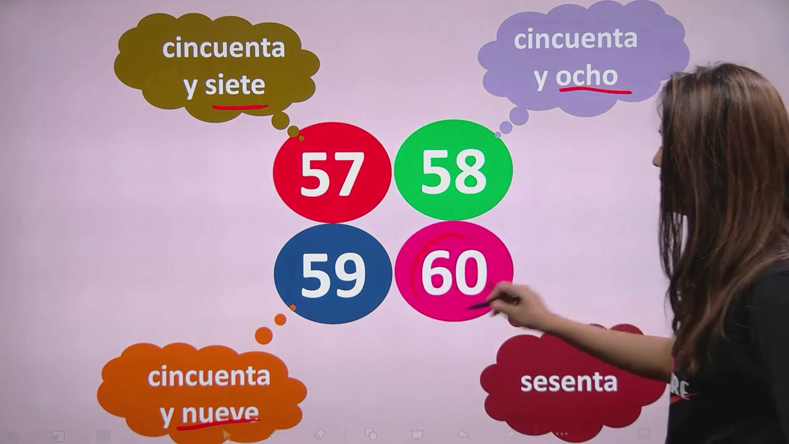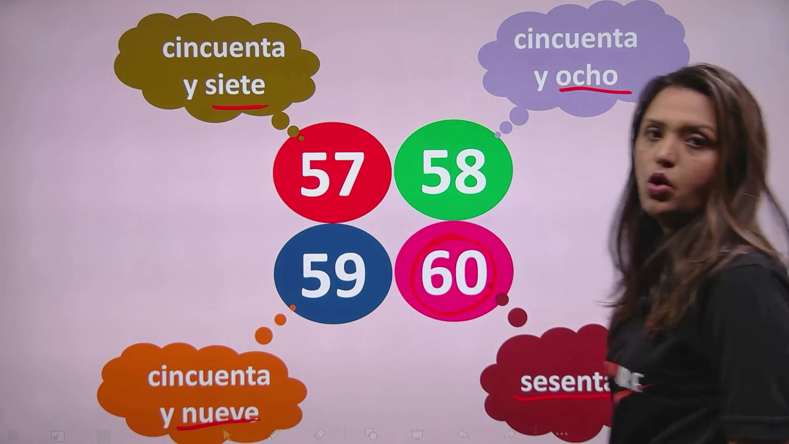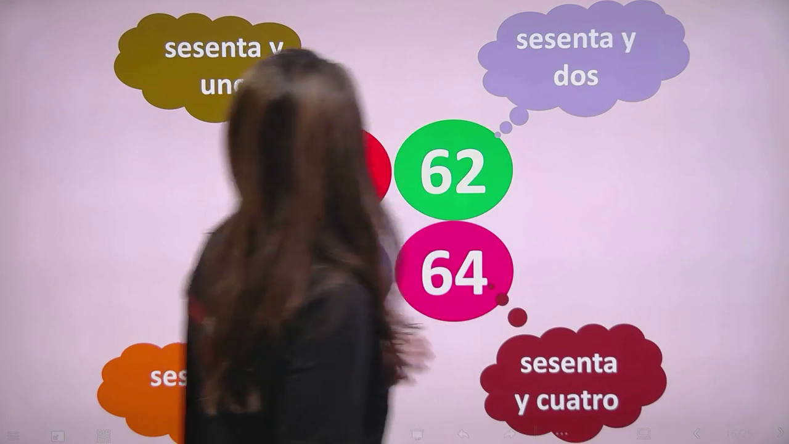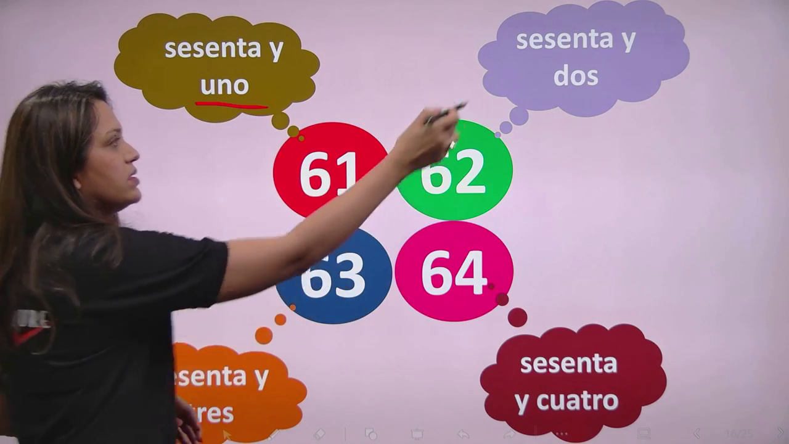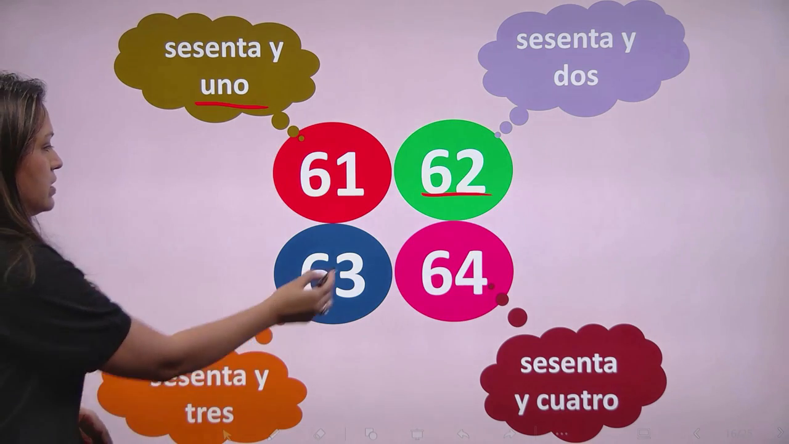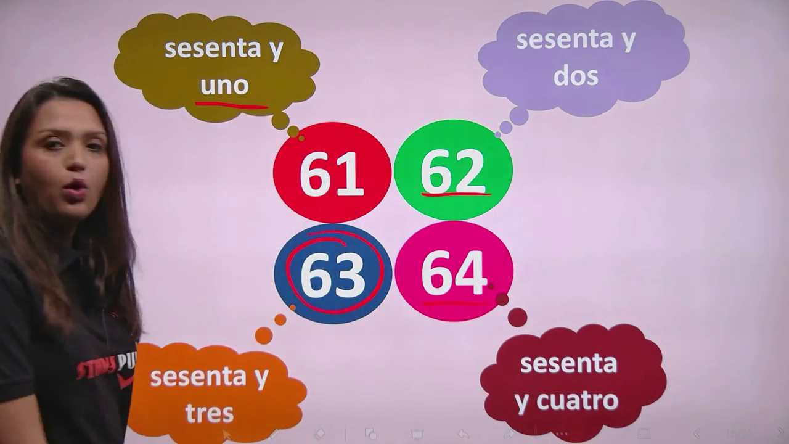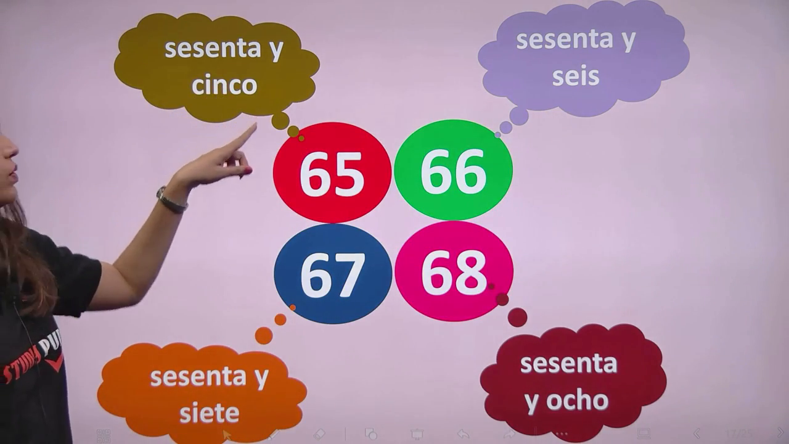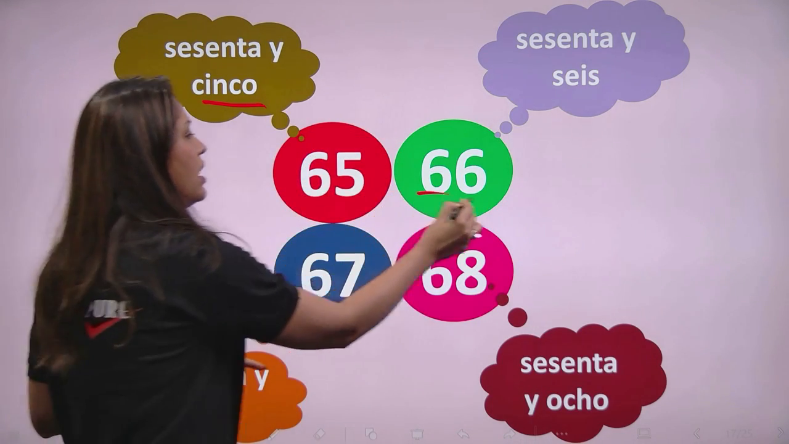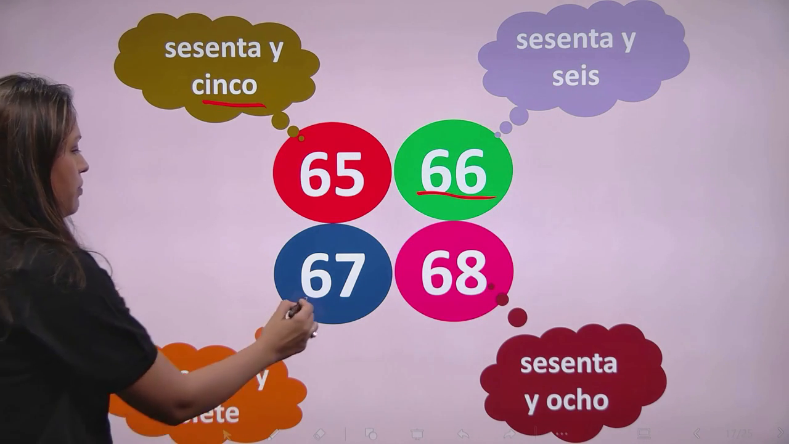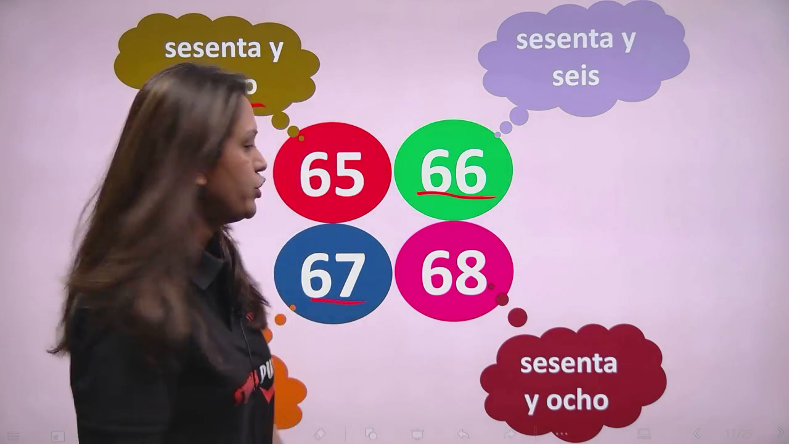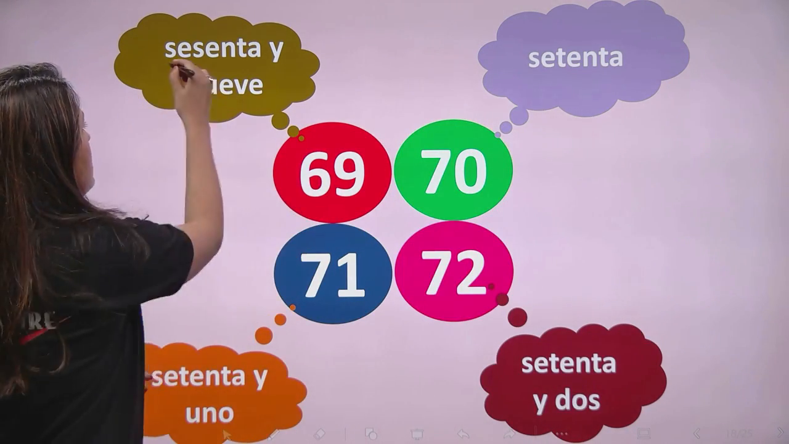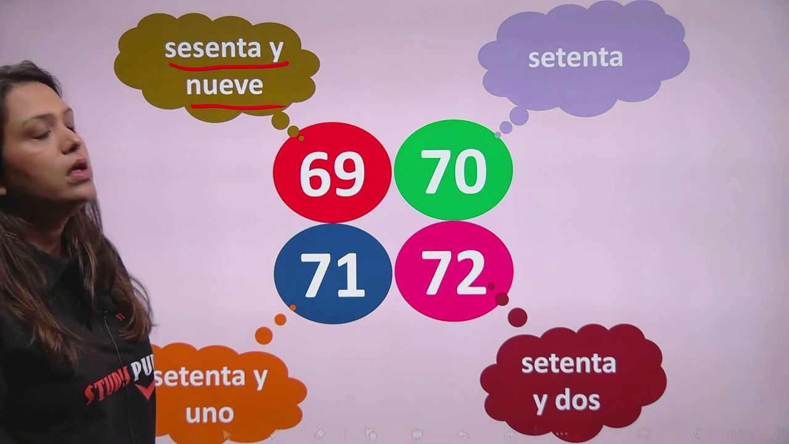And finally we have number 60. And number 60 is called sesenta. That's called sesenta in Spanish. So now the line of 60s is going to start. Sesenta y uno, 61, sesenta y dos, 62, sesenta y tres, 63, and then we have sesenta y cuatro, 64. Let's continue. Sesenta y cinco, 65, sesenta y seis, number 66, sesenta y siete, number 67, and then we have sesenta y ocho, number 68. How do we say 69? No points for guessing. That is sesenta y nueve, 69.